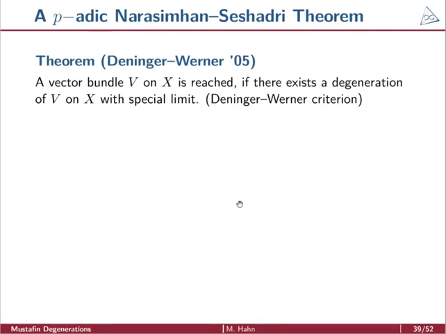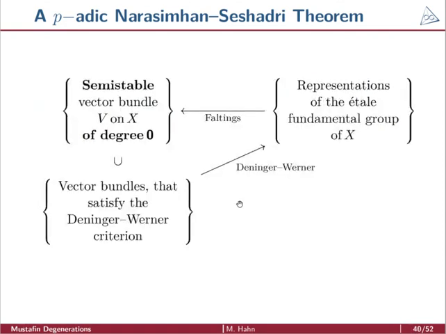So for the experts, I should also once again say what this criterion is. So it means that the vector bundle on the curve admits strongly semi-stable reduction. So after finite smooth pullback of the curve, is what I should say, there exists a degeneration such that the special fiber is strongly semi-stable on every irreducible component.